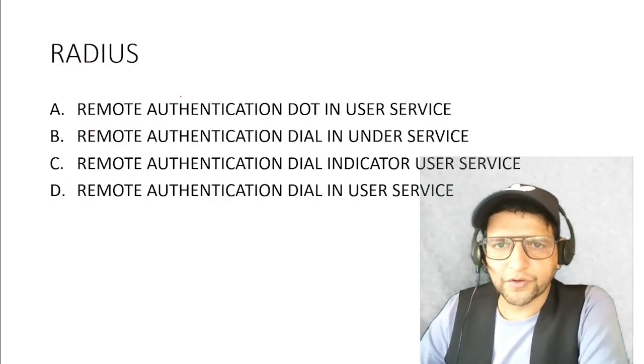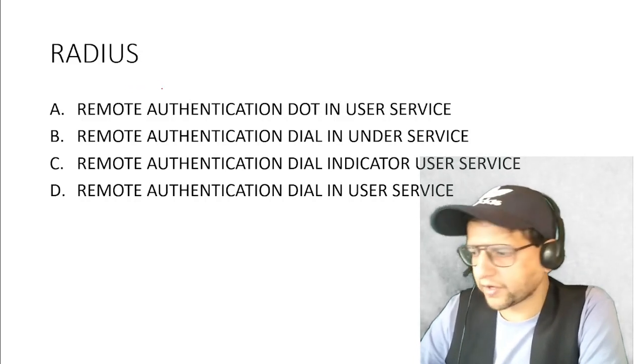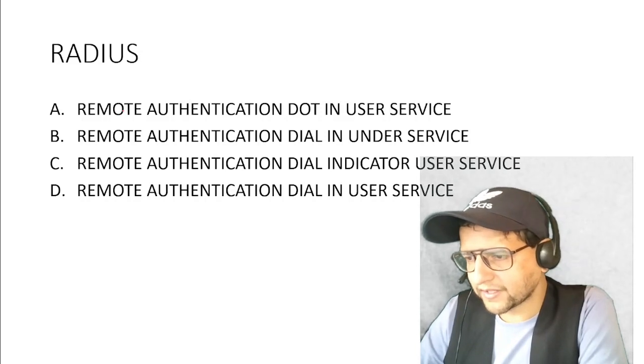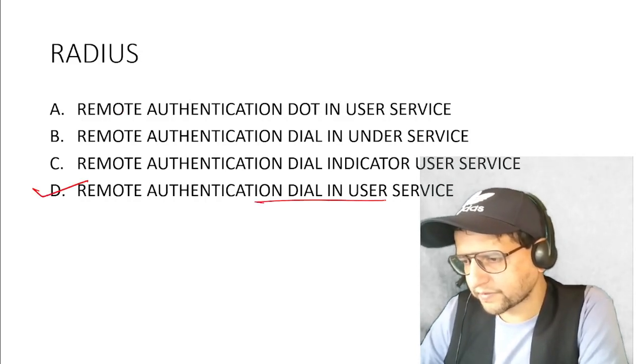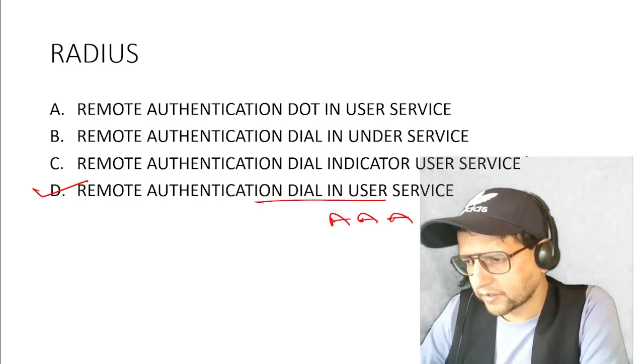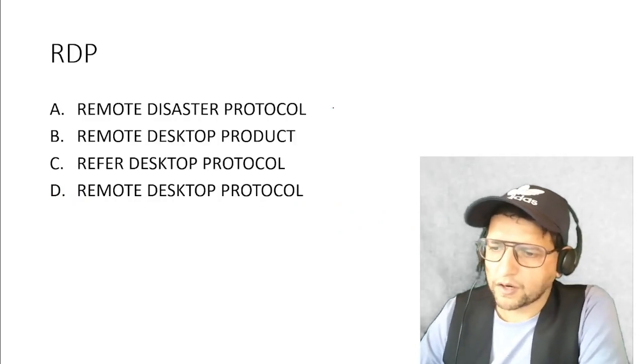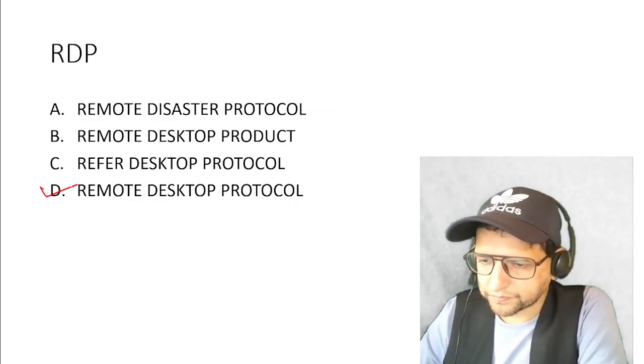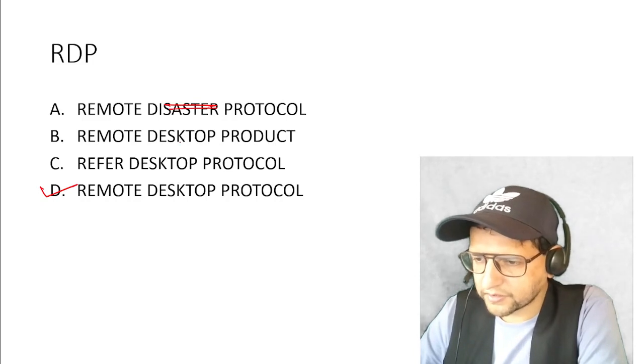RADIUS, see, we are reaching to R, S, T, U, V, W, X, Y, Z. We are about to reach to W, Z, right? So it's a remote authentication dial in user service. You know, it's a AAA server. Authentication, authorization, accounting. It is not indicator. RDP is a remote desktop protocol. It's not disaster. It is not product. It's not refer. It's a remote desktop protocol.